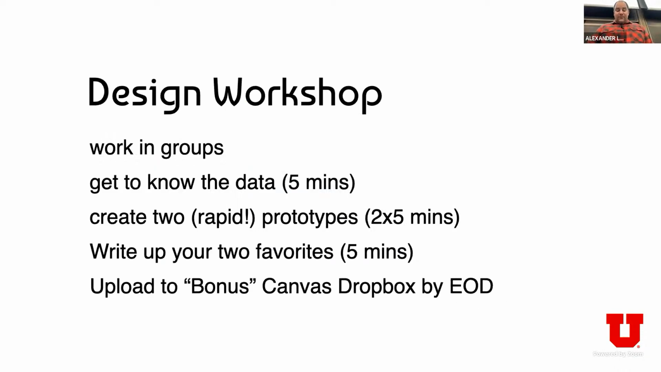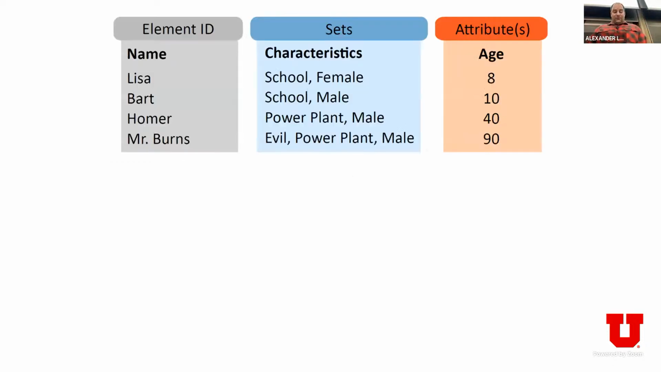And so I want to start now with this design workshop where I would like you to work in groups so you can get to know the data. Take about 5 minutes to do this, and then create 2 rapid prototypes. I think in the text I might say 3, but let's stick to 2. So let's do 2 times 5 minutes. Then do a brief documentation of your 2 favorites in 5 minutes, and then upload to a bonus Canvas Dropbox by the end of the day today. The Dropbox will close about an hour after we leave this room, right? So everybody who's here gets to participate. And if your solution is in any way reasonable, you will get your bonus point for this workshop.